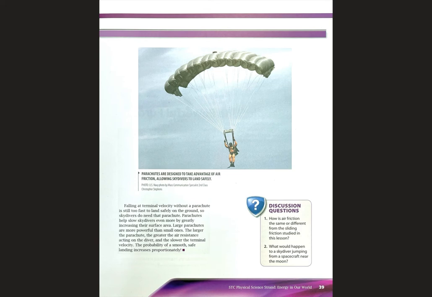Falling at terminal velocity without a parachute is still too fast to land safely. Skydivers need a parachute. Parachutes help slow skydivers even more by greatly increasing their surface area. Large parachutes are more powerful than smaller ones. The larger the parachute, the greater the air resistance acting on the diver, and the slower the terminal velocity. The smoothness and safety of the landing increases proportionally. So what it's saying is the bigger the parachute, the safer the landing, because you're going to slow more. Whereas the smaller the parachute, the faster the landing.